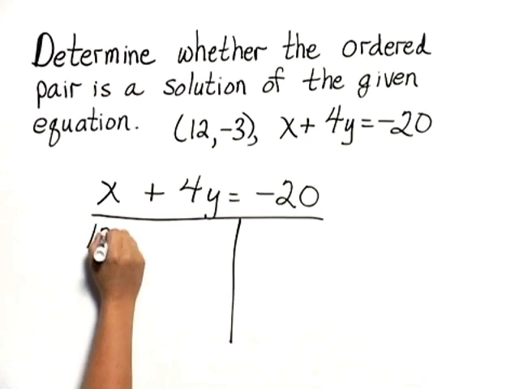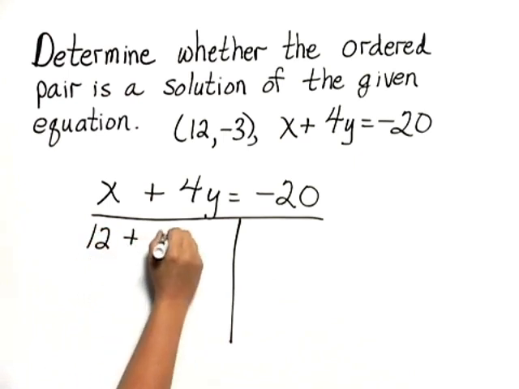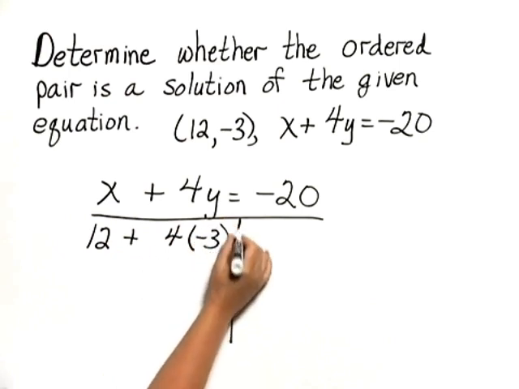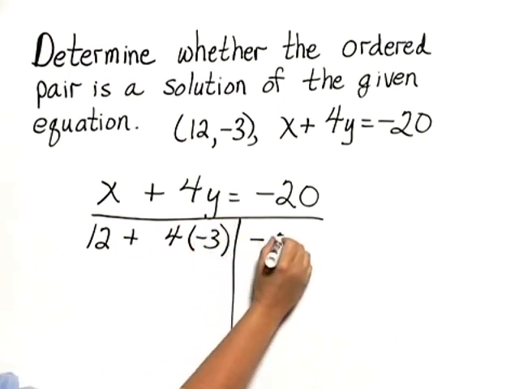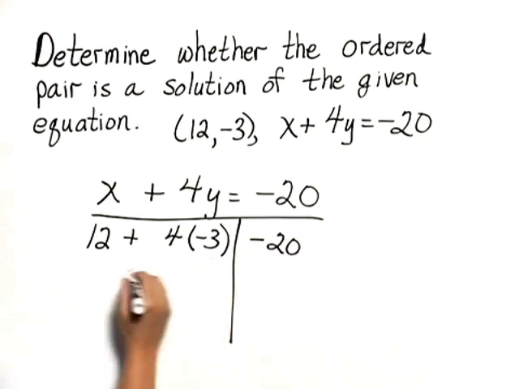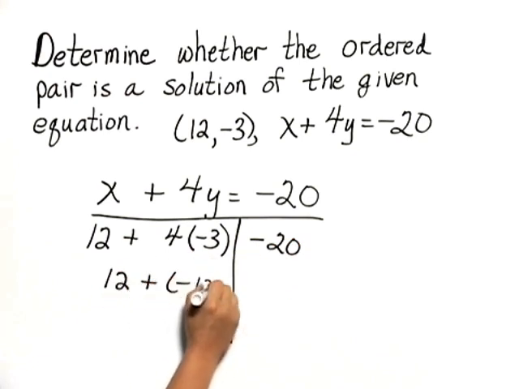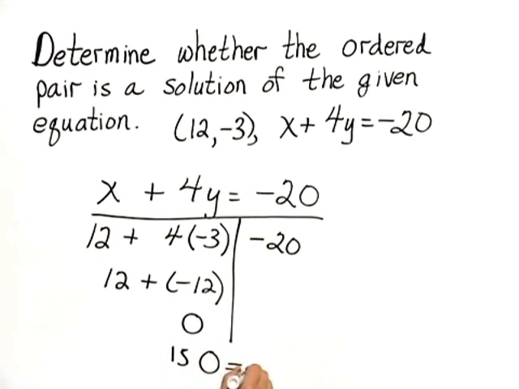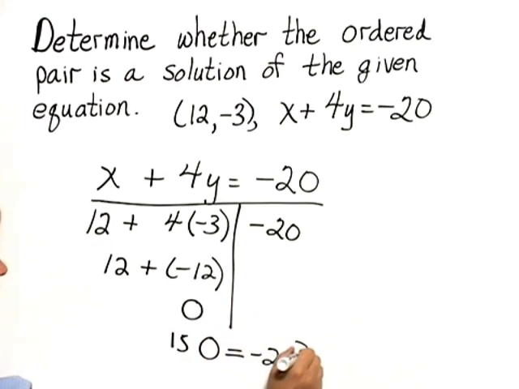Substituting 12 for x plus 4 times negative 3. We ask ourselves if that is equal to negative 20. This gives us 12 plus a negative 12, which is 0. And the question is, is 0 equal to negative 20?